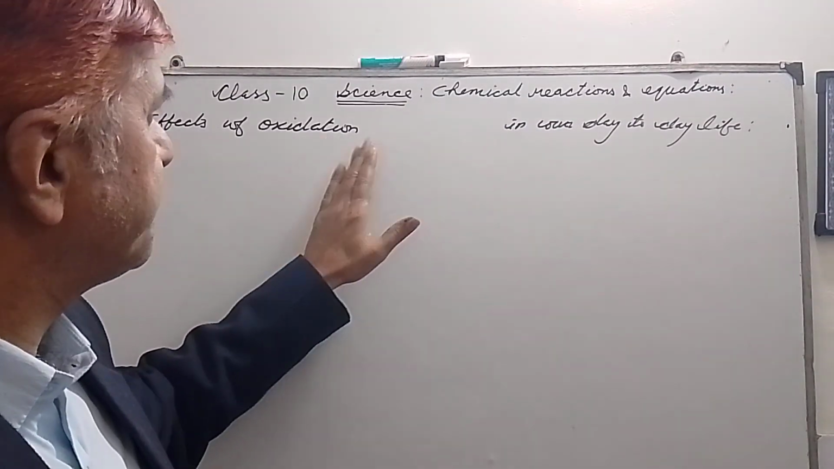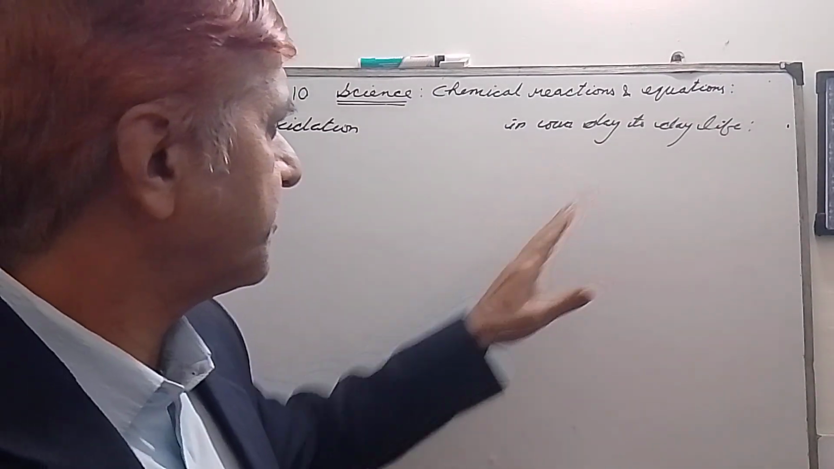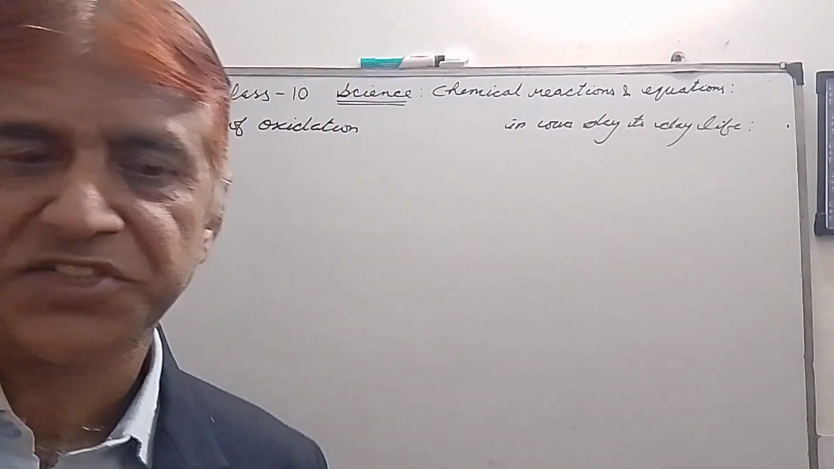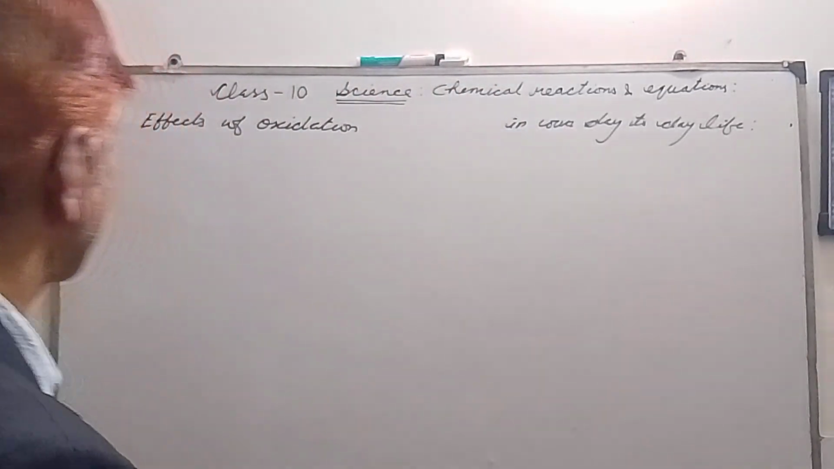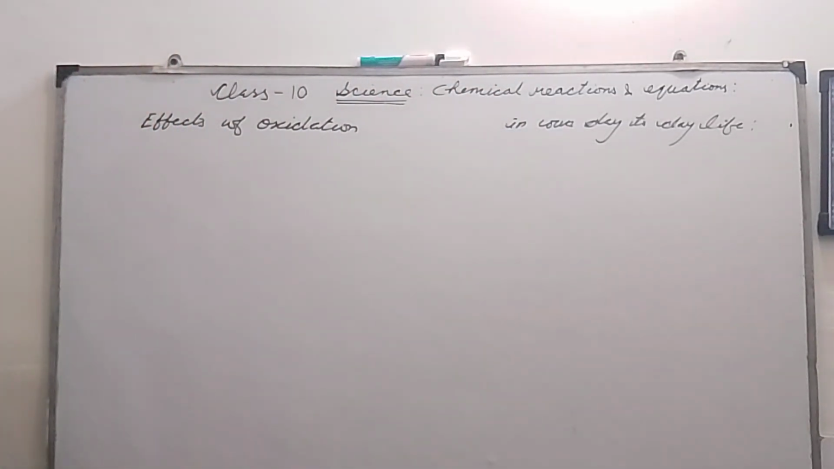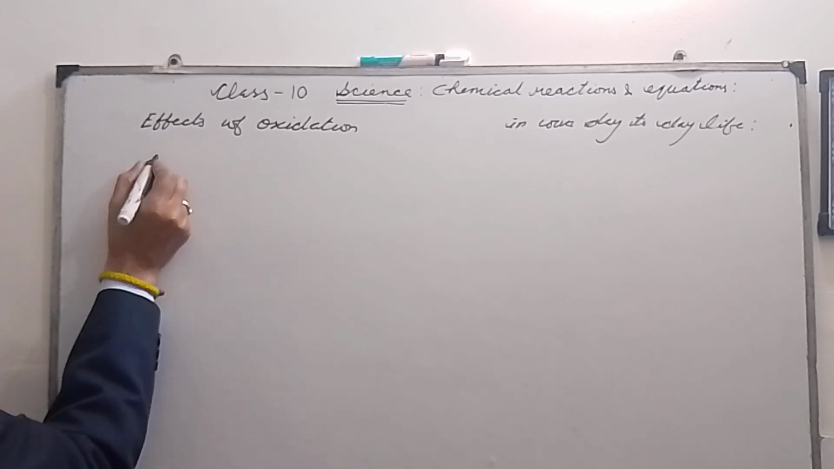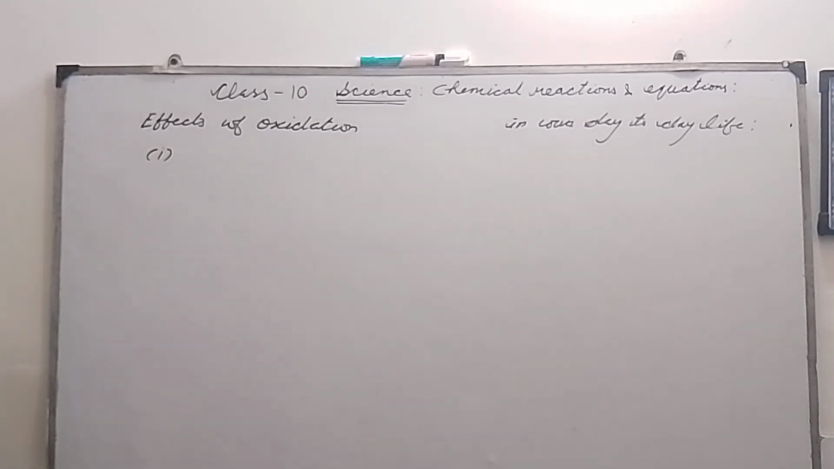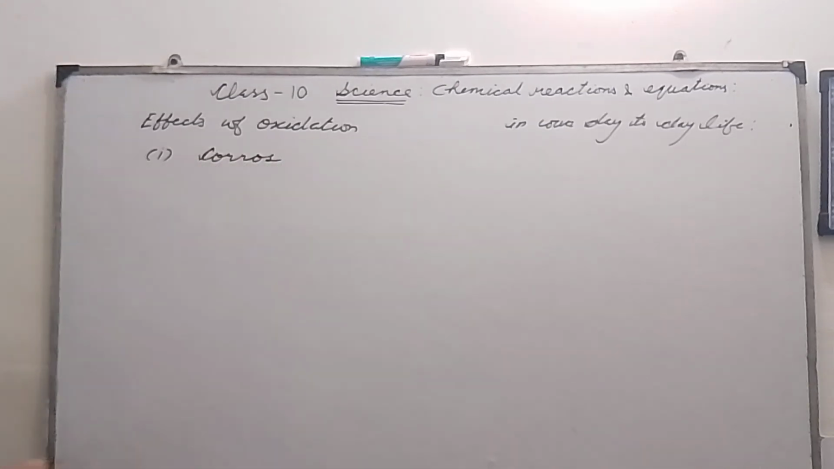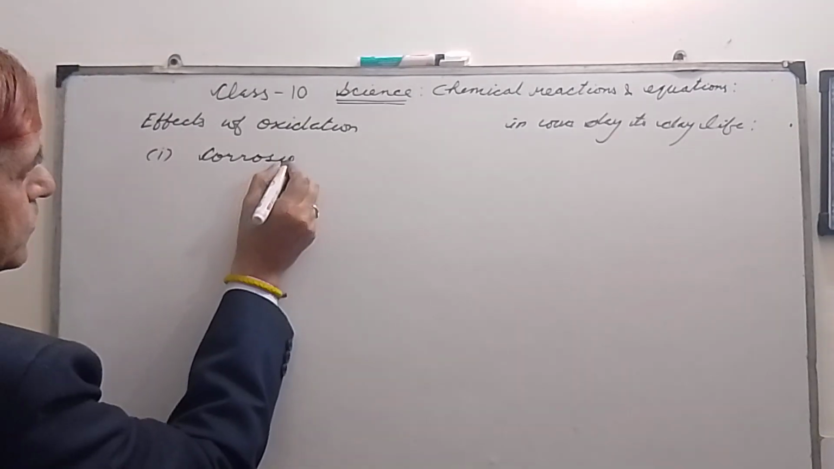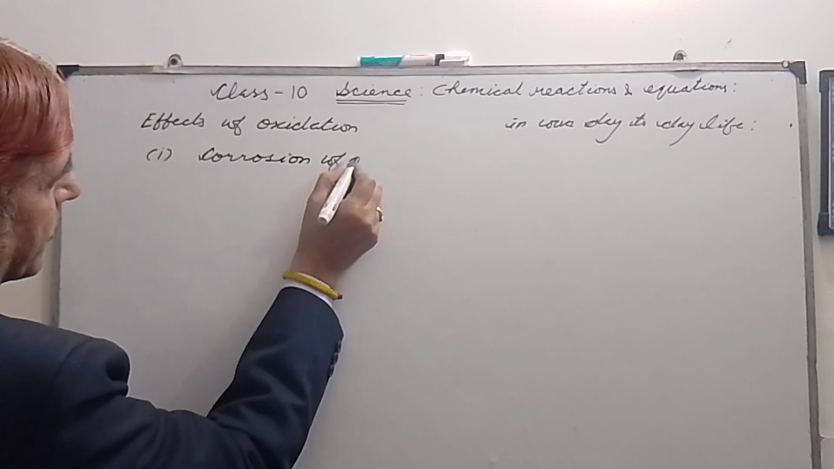And my dear students, how does oxidation affect us in our day-to-day life? It affects us in two ways, or we receive the effects of oxidation in two ways. Number one is corrosion of metals.